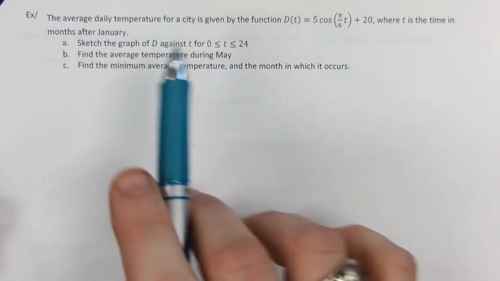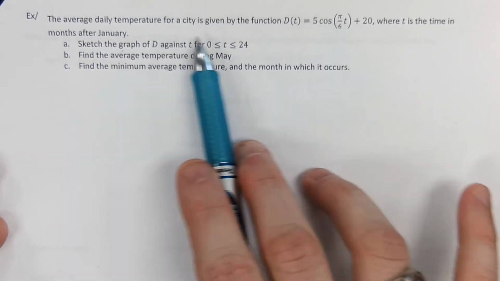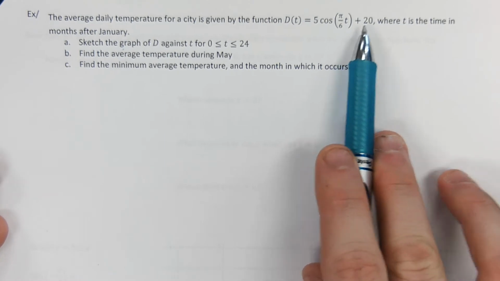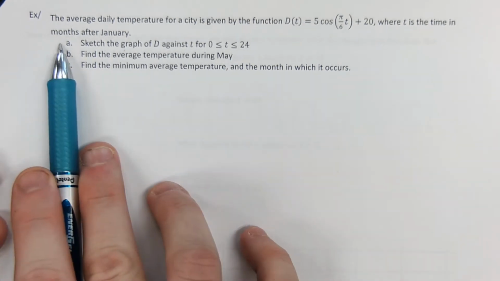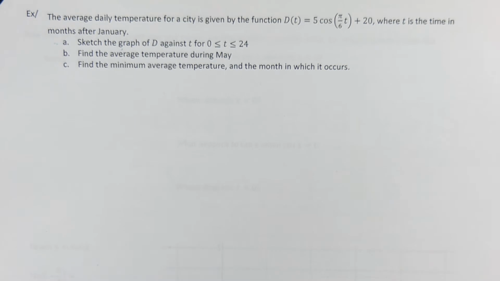Okay. Average daily temperature of a city is modeled with this. Time is months after January. So that means if time equals 0 is January, then 1 would be February, things like that. It says sketch this graph from 0 to 24.